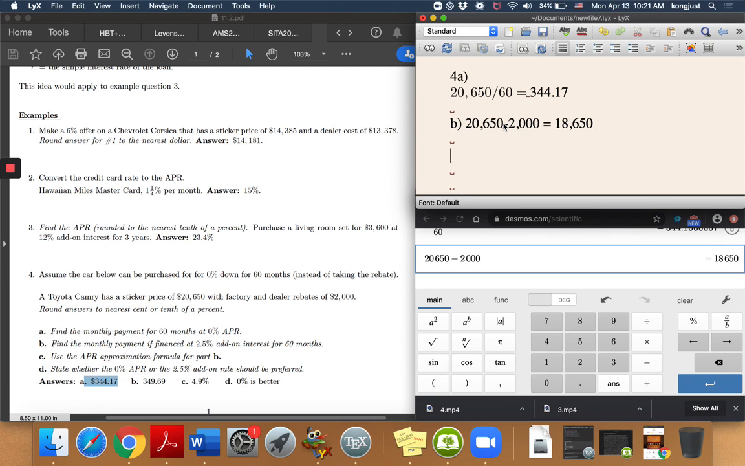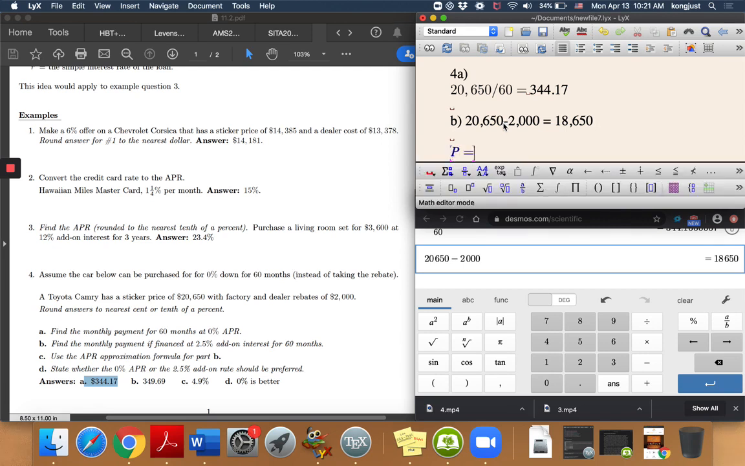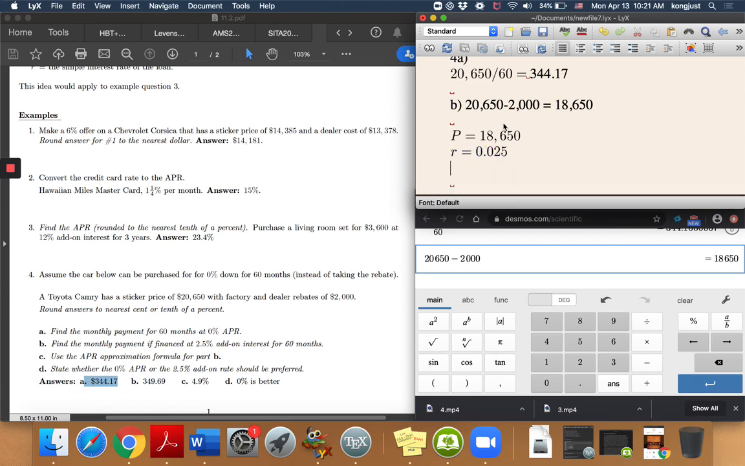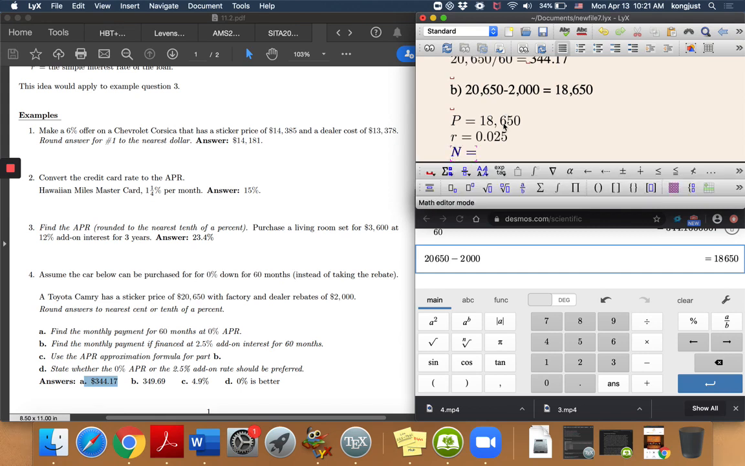Okay, so what does that mean? That means your P value, your principal, is 18,650. We know our rate is given to us at 2.5, so 0.025. And we know our total N is equal to 60.